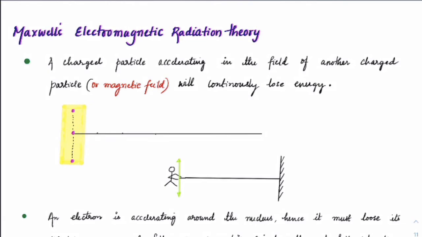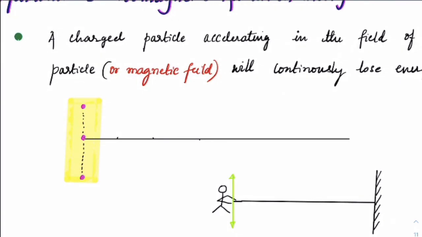Now, one of the important points mentioned by Maxwell's theory was that any charged particle under acceleration in a field will continuously lose energy. This has been observed for any charged particle in nature. Suppose I take an electron, or any charged particle, and keep moving it up and down, it accelerates, then decelerates, then accelerates again and decelerates again. So there is a continuous acceleration and deceleration for one wave to complete.